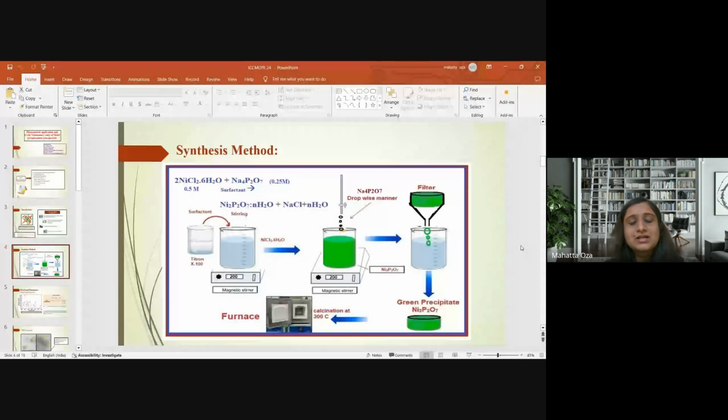To synthesize this nickel pyrophosphate nanoparticle, first we took 0.5 molar nickel chloride solution and stirred it for 15 minutes. After that, we added Triton X-100 as a surfactant in this homogeneous nickel chloride solution. After that, we added 0.25 molar sodium pyrophosphate solution in a drop-wise manner to this nickel chloride homogeneous solution, and after that filtered it, and we got the green precipitate of nickel pyrophosphate nanoparticles. After that, we calcined this material at 300 degrees Celsius in the furnace, and after that we got the final material.